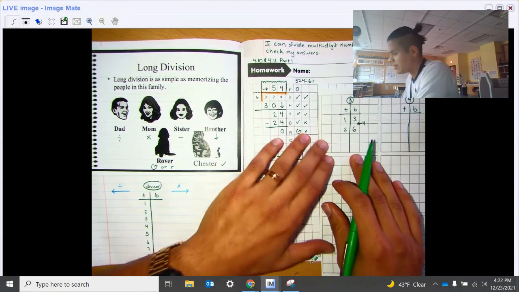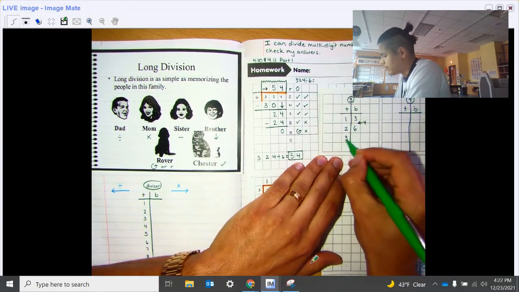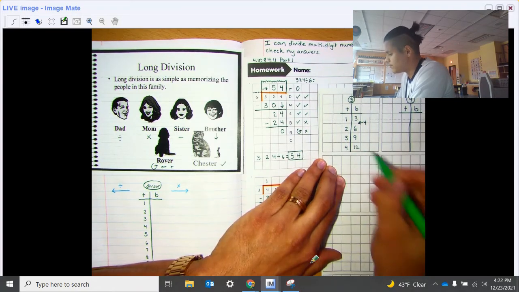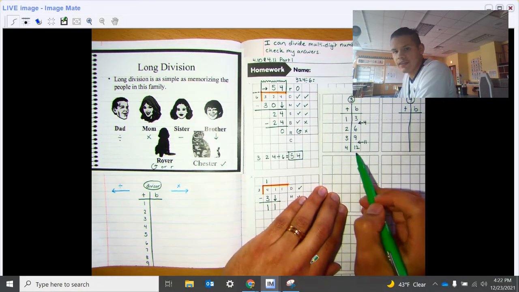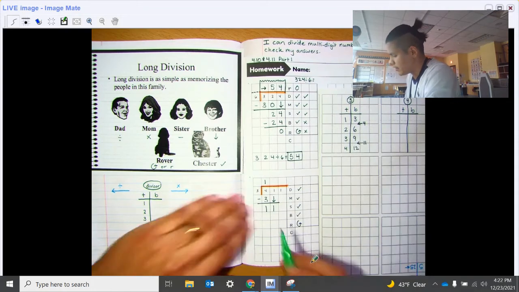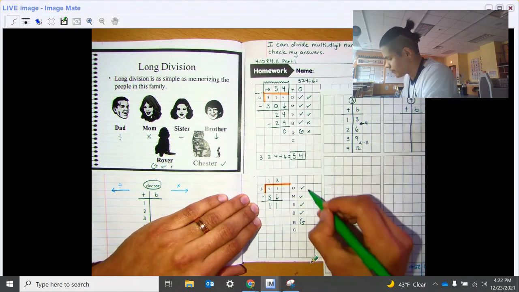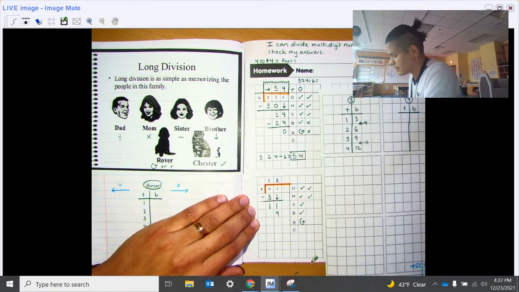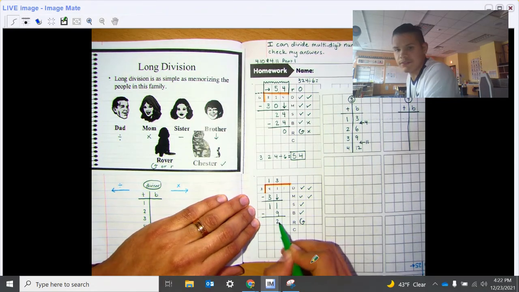So let's come to our top and our bottom chart. How many times does 3 go into 11? Well, 3 times 3 is 9. And 4 times 3 is 12. 11 is between 9 and 12, but it's less than 12, so I need to use 3 and 9. 11 divided by 3 is 3. And 9 goes on bottom. Sister subtracts, and you have 2.